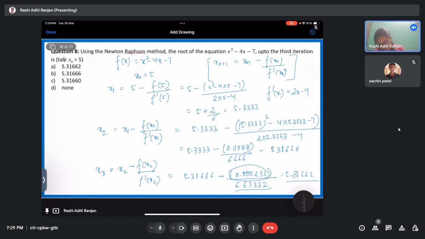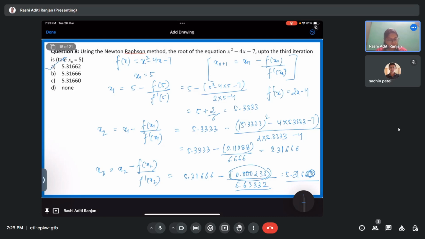Okay, so my answer would be this. If you go to the fourth iteration, you're going to get almost the same value. So I think this is almost the correct answer because the variation is very small. You see, the variation is on the fifth decimal place.